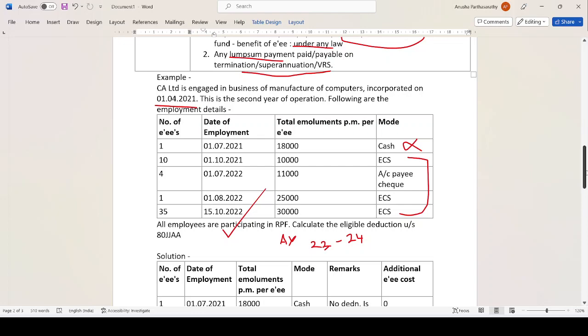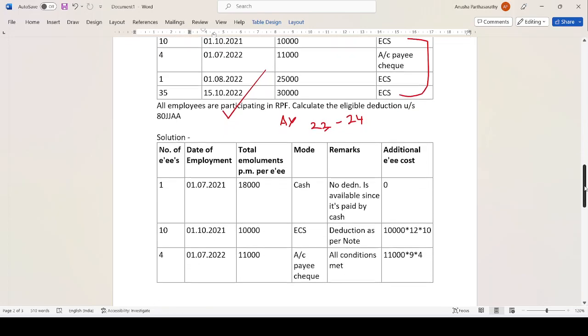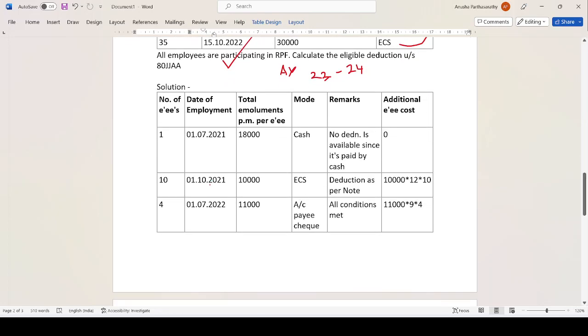Now this is the second year of operation, AY 23-24. But this is in the first year, right? He has been employed for less than 240 days, so no reduction will be available in the previous year. Now the reduction will be available as per the note, right? It will be deemed to have been employed during the succeeding year.